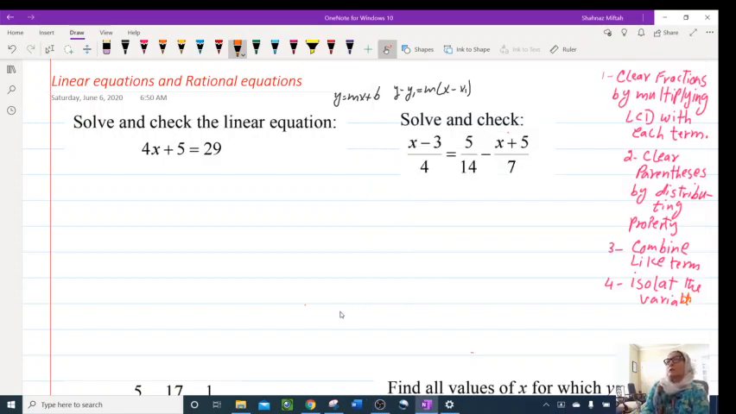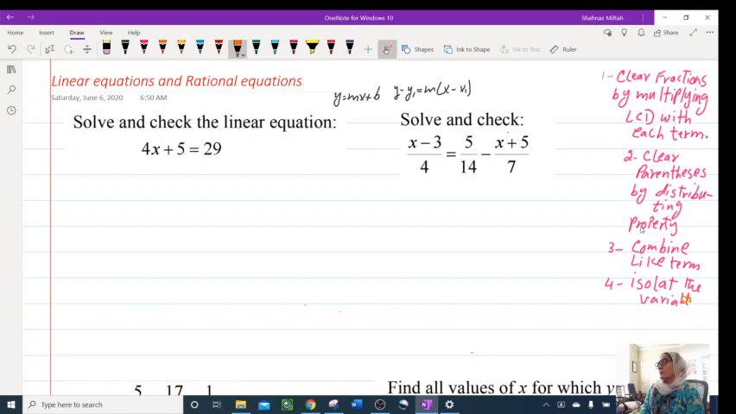Hi everybody. Before I start linear equations and rational equations, this is the prerequisite video for a college algebra class. So these are the 4 steps that I use for solving equations. First, you clear the fractions by multiplying the least common denominator with each term.